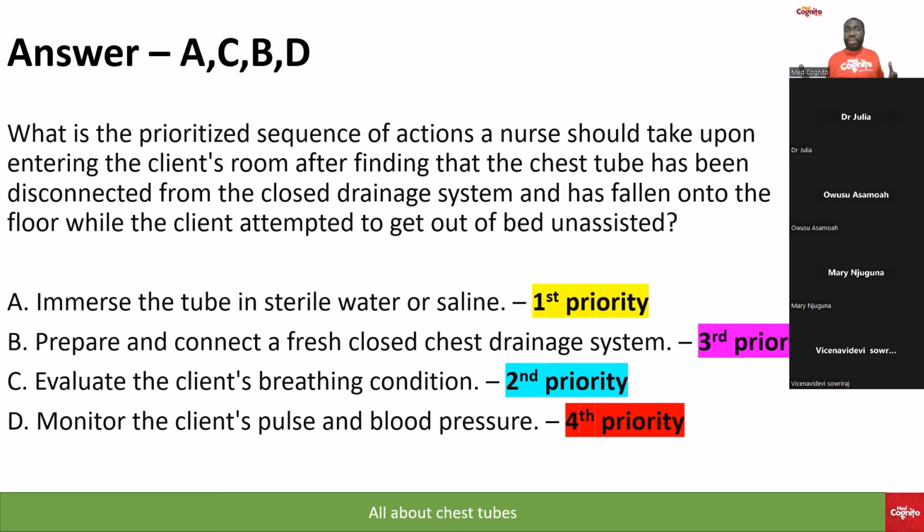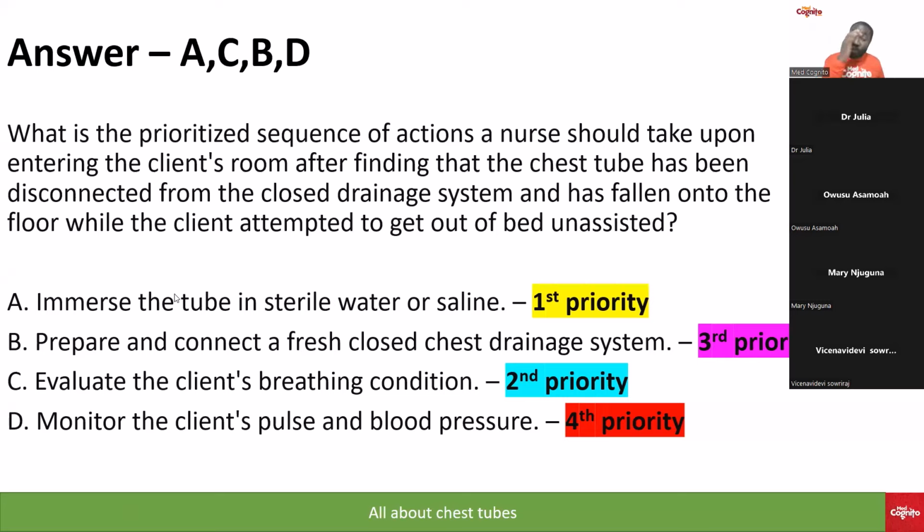Then we need to prepare and connect a fresh closed chest drainage system. Because remember, if there's a chest tube and I put it underwater, that's the main thing I want to do so that he's not sucking air. After that, I want to monitor the respiratory rate to make sure he's not in respiratory distress. Then I want to get a new chest tube and just make sure it is connected, or call the doctor to connect it. And then I can go and check the patient's pulse and blood pressure. Because don't forget, checking the patient's pulse, you have to stand there and count, right? And checking the blood pressure, you have to now go and get a blood pressure monitor.